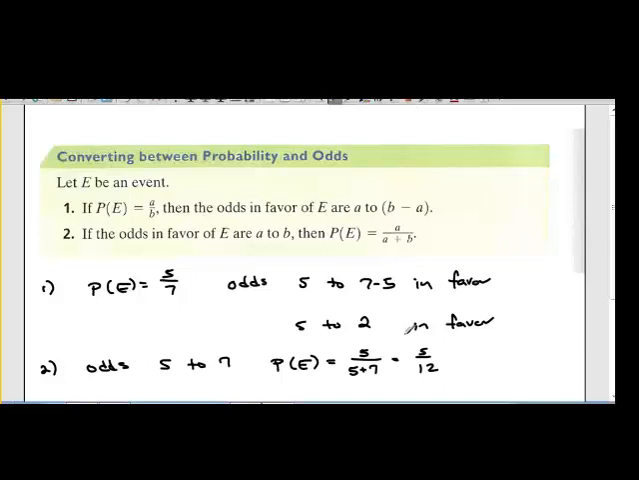And if you wanted to find the odds against, in this particular example, the odds against this event occurring would be 2 to 5. So you just switch the two numbers. To go to odds against, you just switch the two numbers, because when it's against, what's favorable becomes unfavorable, and what is unfavorable becomes favorable.